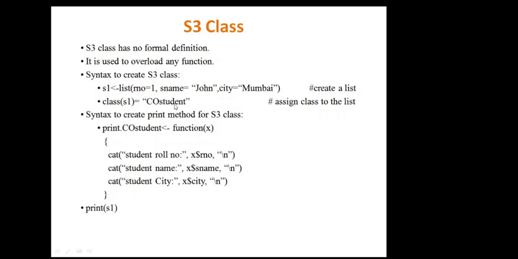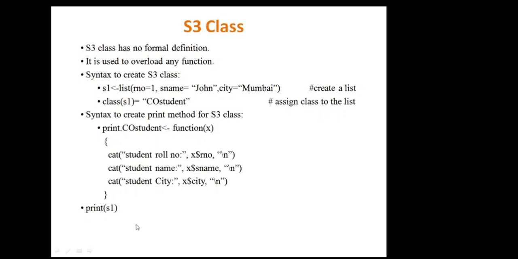Now this CO student is a logical class. Okay, this CO student has no predefined definition, no predefined structure. We have not created any structure for the CO student class. We have just created one object called S1. We have created that list and then we have assigned the CO student class by using the class function to S1. So now in this case CO student is an S3 class because it has no formal definition, and S1 is the object of that class.